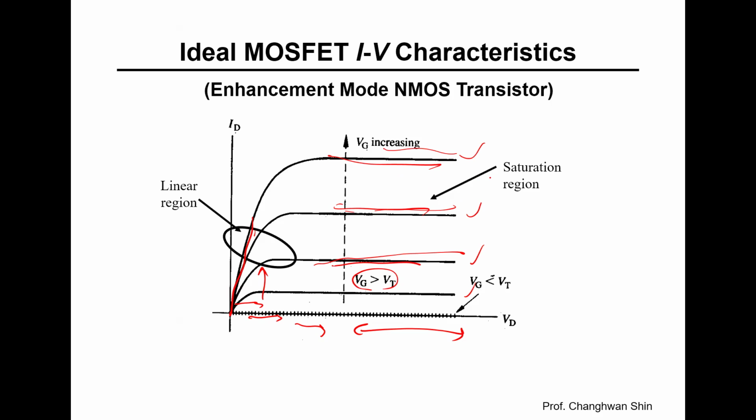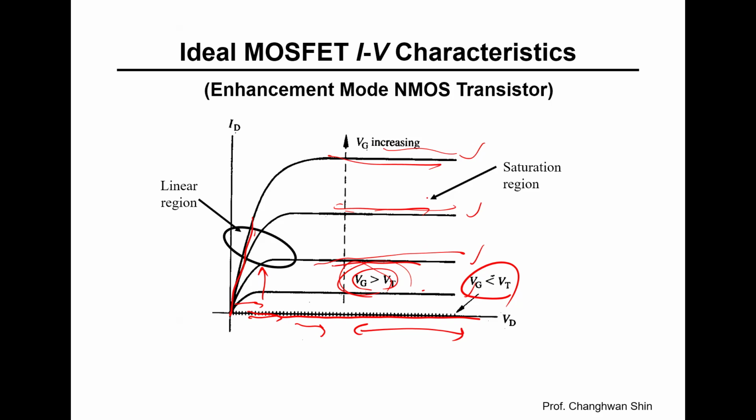So when VG is below threshold voltage, the device remains off regardless of VDS. This is shown by the flat line here at the bottom of the graph. Once VG exceeds VT, the device turns on. Otherwise, the device turns off. Once the device turns on, all the behaviors of current versus voltage follow the pattern that I have just described.